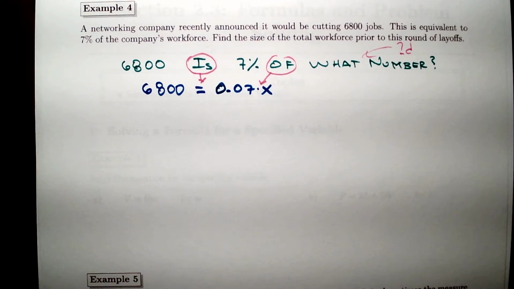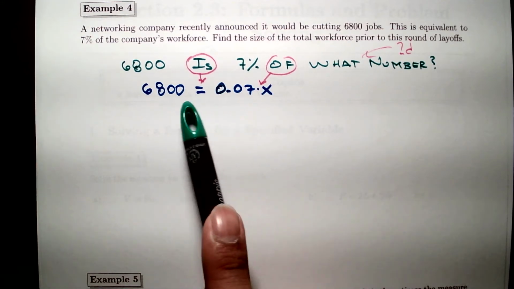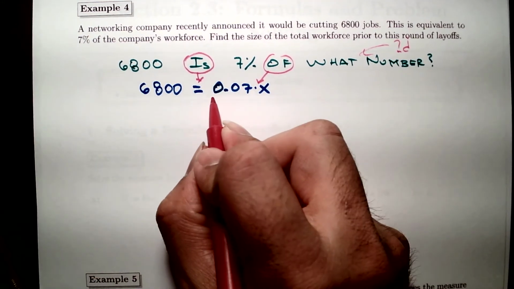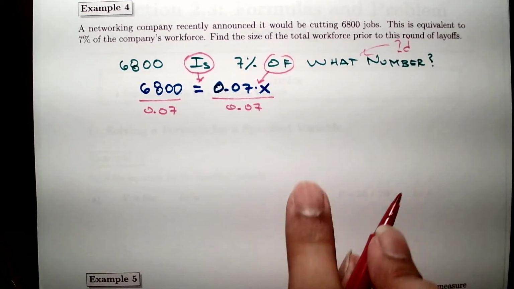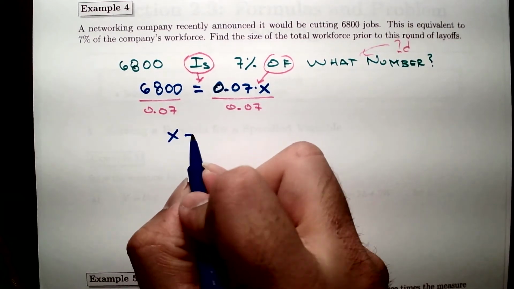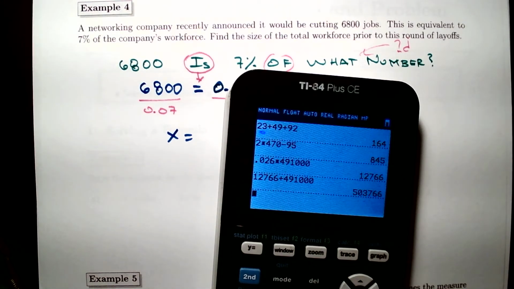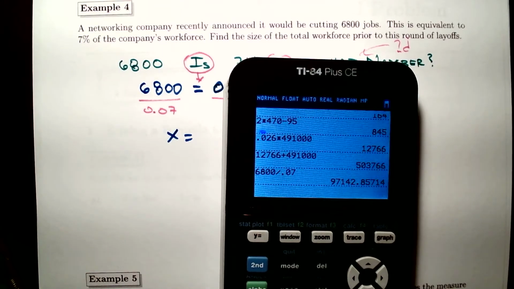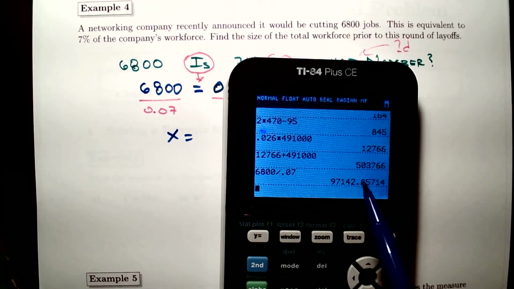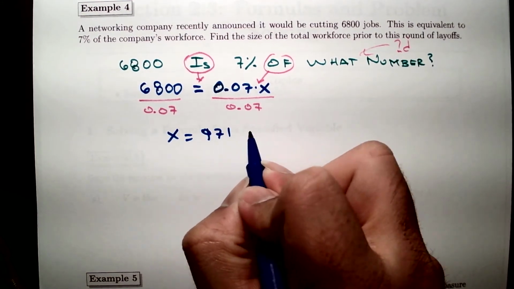All right, so let's see. We need to divide both sides by 0.07 to get x by itself. So x equals whatever we get from dividing these two numbers together. All right, let's do it in the calculator. 6800 divided by 0.07, and we get that big number. Notice how I get a decimal, so I'm going to round up to the next integer. That is 97,143.